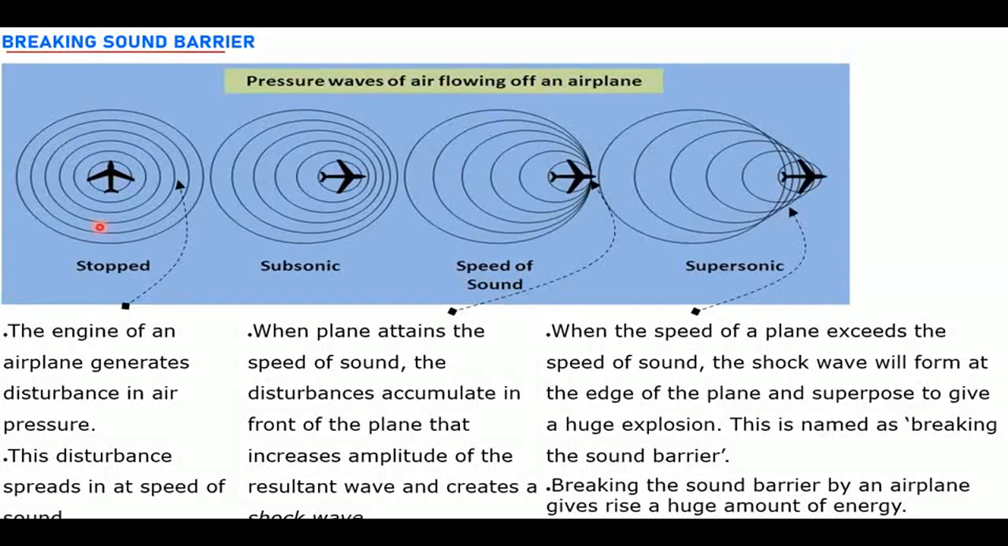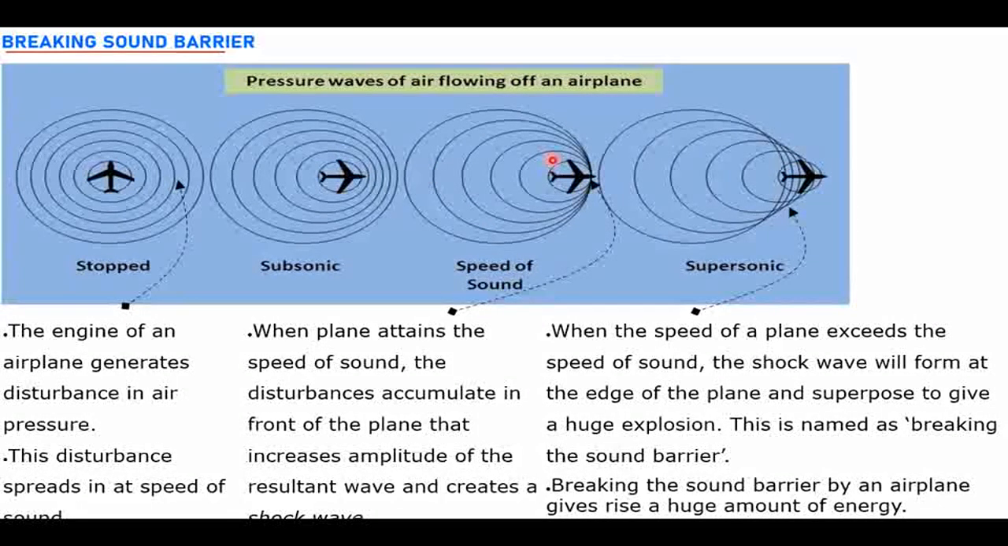But if this airplane starts moving to the right, as you see here, the separation between the wavefronts in front of the airplane is getting closer, which means the wavelength of the sound waves in front of the airplane is getting shorter. But the wavelength of the sound waves behind the airplane is getting longer.